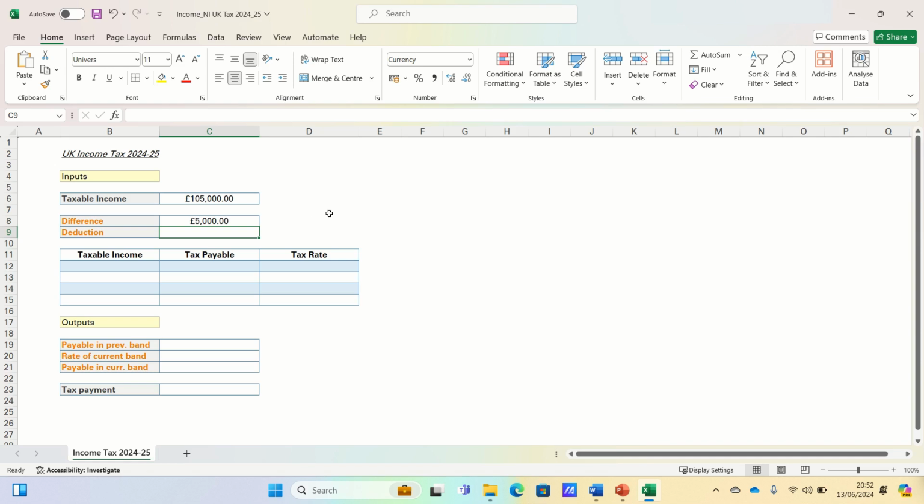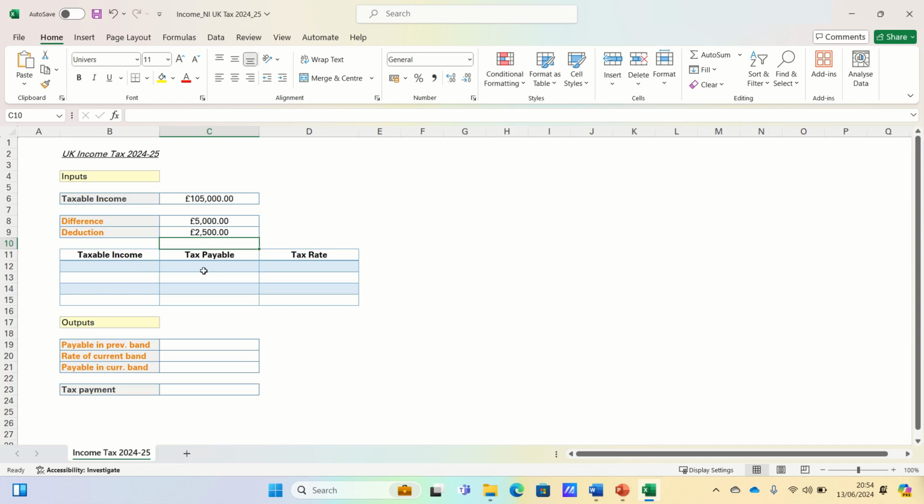Next, we want to calculate the deduction in the tax-free allowance if the income is indeed greater than 100,000. Since the allowance drops by £1 for every £2 that our income exceeds 100,000, we need to divide the difference by 2. However, we need to ensure that the deduction does not exceed the tax-free allowance of 12,570. So if the difference divided by 2 is greater than 12,570, then return 12,570. And if the condition does not hold, then simply calculate the difference divided by 2. Now, even if our taxable income is above the upper threshold of 125,140, the deduction is capped at 12,570.